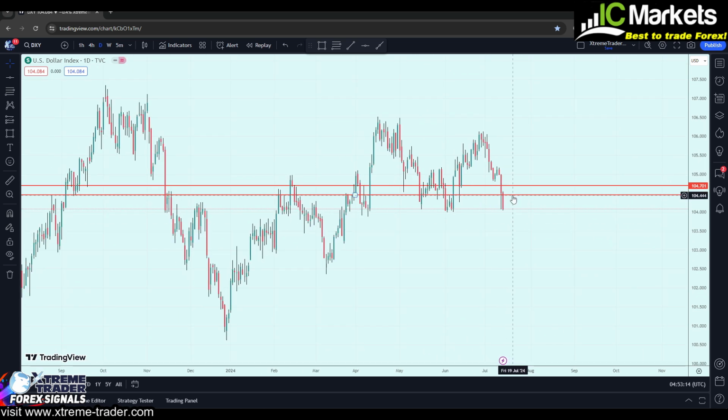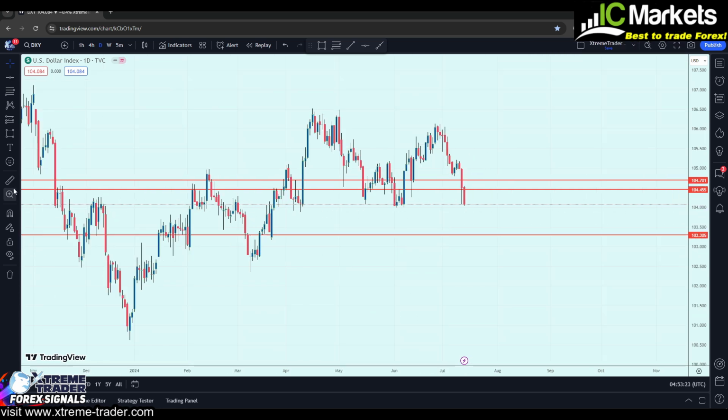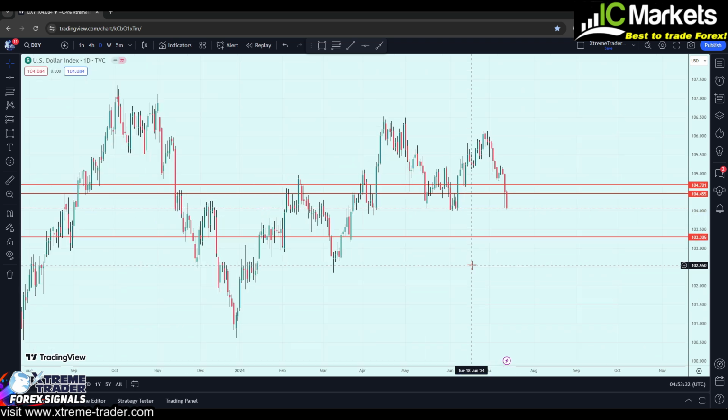However, I'm expecting the DXY to continue the fall to reach that level of a strong key support level exactly at 103.305, which means the DXY, after it makes the bearish reversal, will continue the fall another 160 pips. Again, that's my expectation.